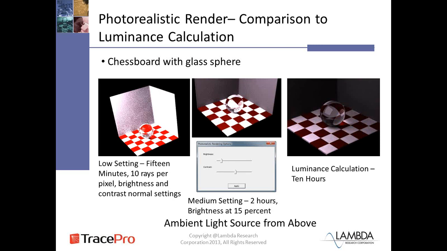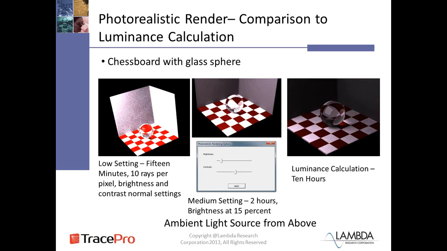The second one looks almost exactly like our luminance calculation. The photorealistic render took 2 hours in the middle, but I set the brightness at 50%, 15%, to correlate to the luminance calculation that I did over on the right. So you can see that this is the exact same view, but it took about 5 hours less to create the view. So it's not ready to be the 10-hour view that you might want to get with a high setting, but it starts giving you a very good idea of what a nice luminance calculation would look like if we use the luminance option in the program.